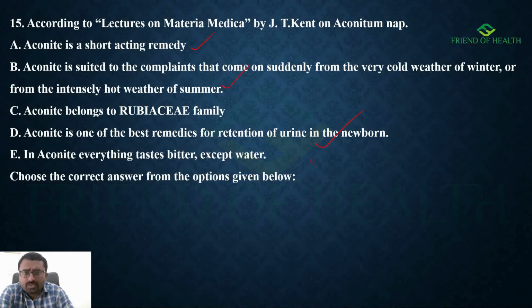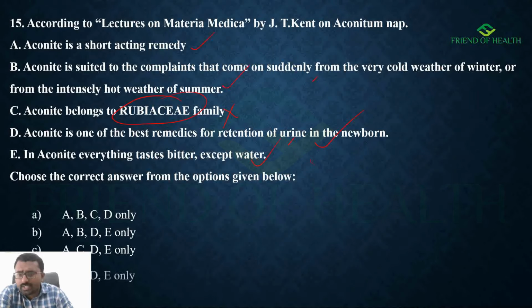Aconite belongs to Rubiaceae family. It is wrong. It is Ranunculaceae family. We are very sure about this point. But we are not sure because we have not read J.T. Kent Aconitum. So we are not sure whether this sentence is there in Aconite: in Aconite, everything tastes bitter except water. We are not sure whether this symptom is there in Kent. But still, see the option.